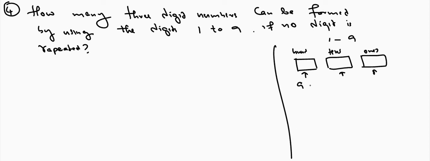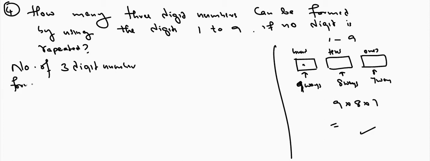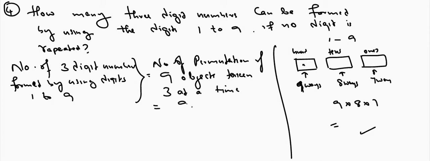First we fill the hundreds place. The hundreds place can be filled in 9 ways. After that, one of the digits from 1 to 9 takes the first place, then there are 8 ways of filling the tens and 7 ways of filling the ones. By the fundamental principle of counting, we know that it is 9 into 8 into 7. But now we are using the method of permutation: the number of 3-digit numbers formed using digits 1 to 9 is the same as the number of permutations of 9 objects taken 3 at a time, which is equal to 9P3 equals 9 into 8 into 7. The answer will be the same: 9 into 8 into 7 is equal to 504. Okay, next question number 5.